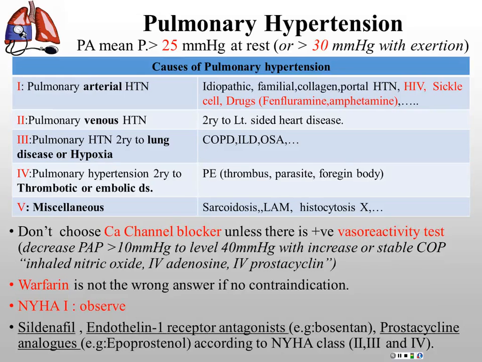Quickly on pulmonary hypertension, if you have suggestive symptoms, suggestive echo, you do a right heart cath, you look mainly at the pulmonary pressure.